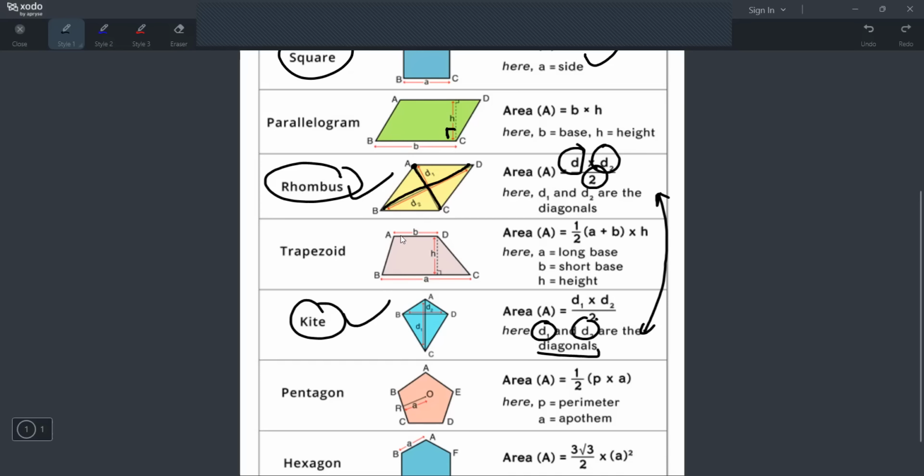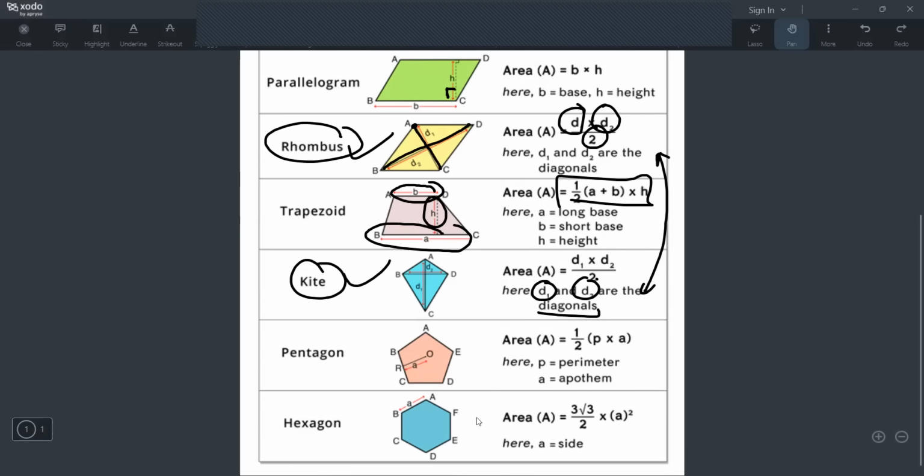And then there is trapezium: 1 over 2 times the sum of parallel sides times the perpendicular distance. And then there is also pentagon and hexagon. For the pentagon, so far I have never used it. In all the trial papers I did, I never stumbled upon a question asking to find the area of a pentagon. But if you need the formula, here's the formula.